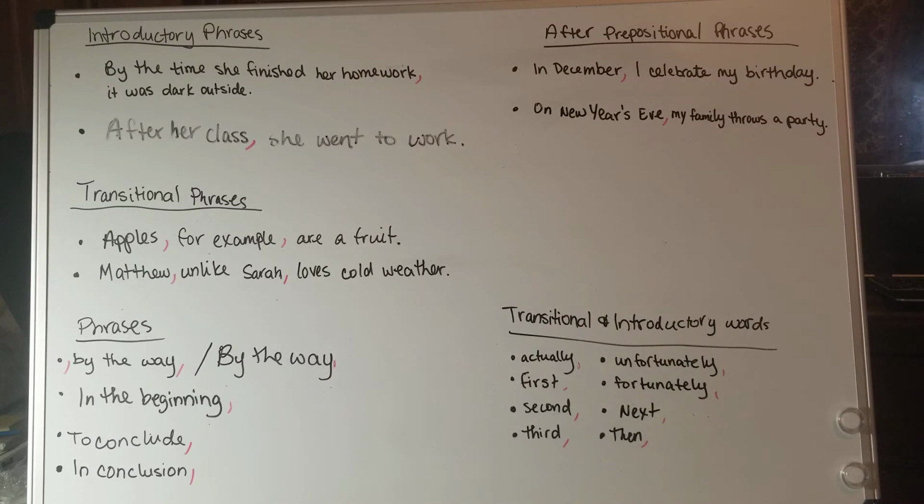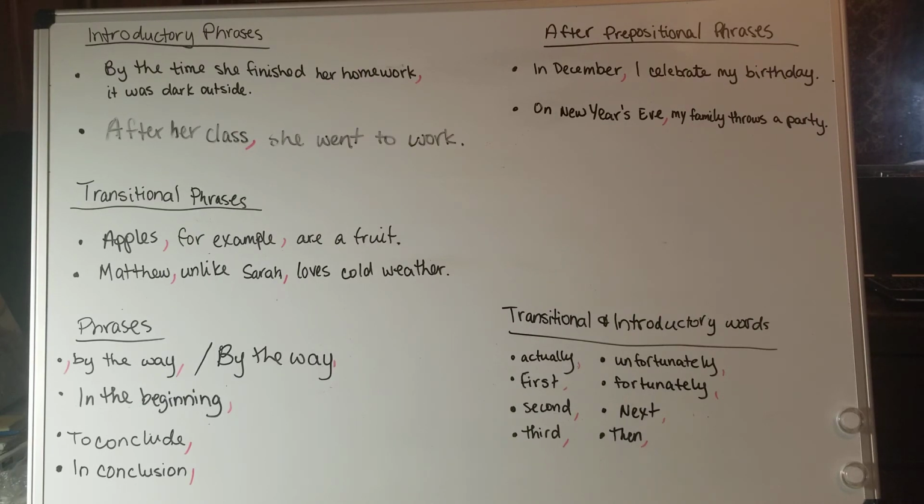If you notice that by and after are also prepositions, so you can use them both, right? And then at the bottom, there are some more phrases that I wrote. So we have by the way. So you can use it in the beginning of a sentence, right? By the way, and then the comma, or in the middle as a transitional phrase. If it's in the middle, then you have a comma in front of the phrase and then after the phrase. And then we have stuff like in the beginning, right? In the beginning, comma. And sometimes at the end of a paragraph, people write to conclude or in conclusion. So after these phrases, you put a comma.